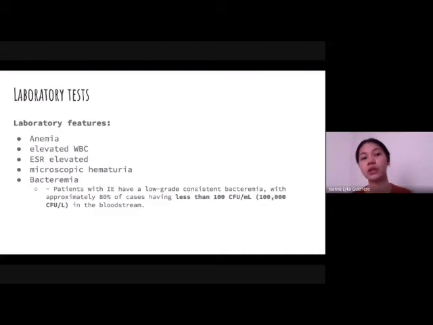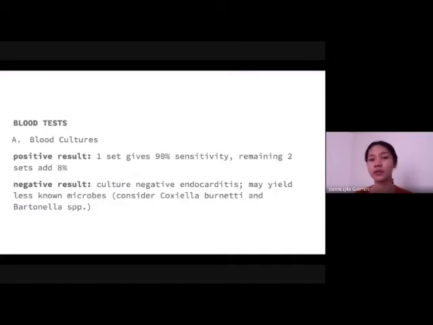For the laboratory test, the laboratory features include anemia, elevated white blood cell, and erythrocyte sedimentation rate is also elevated, microscopic hematuria, bacteremia. In patients with infective endocarditis, they have a low-grade consistent bacteremia with approximately 80% of cases having less than 100 CFU per ml. For the blood test, first one is the blood culture, positive result. One set gives 90% sensitivity and the remaining two sets 8%.